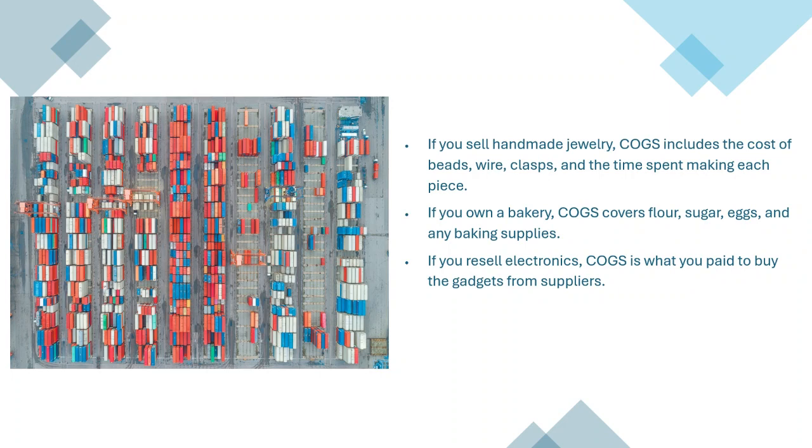Alrighty, let's take a look at another example. Let's say you are a handmade jeweler. Your cost of goods sold is going to include the beads, the wire, the clasp, and the time spent making each piece. Now, let's say you're a baker. Your cost of goods is going to cover flour, sugar, eggs, and any baking supplies. And if you resell electronics, your cost of goods is what you paid to buy the gadgets from suppliers. Things like rent, utilities, office supplies, or advertising usually don't count as cost of goods sold. These go under other expenses.